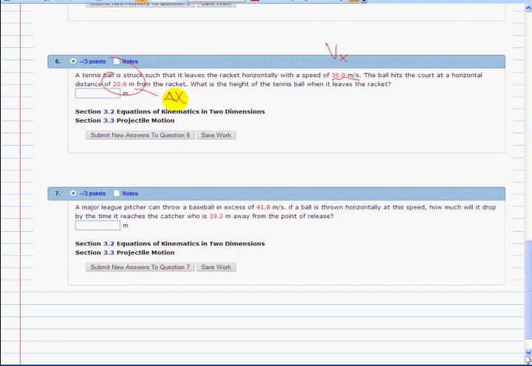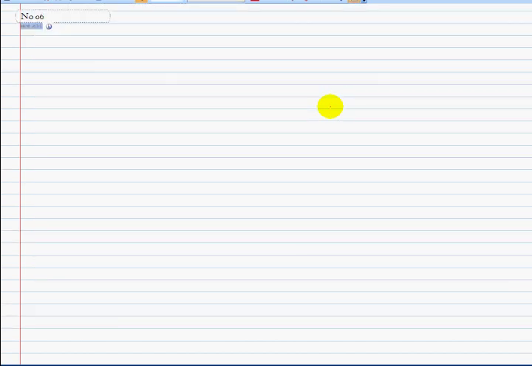And the question is, what is the height of the tennis ball when it leaves the racket? So what's another way to say height? That's your delta y, right? Okay? So you see how half the problem is just reading it carefully so that we can identify all the variables. So let's go ahead and set up this problem so we can visualize it, label all the info on our pictures, and then break it all down.